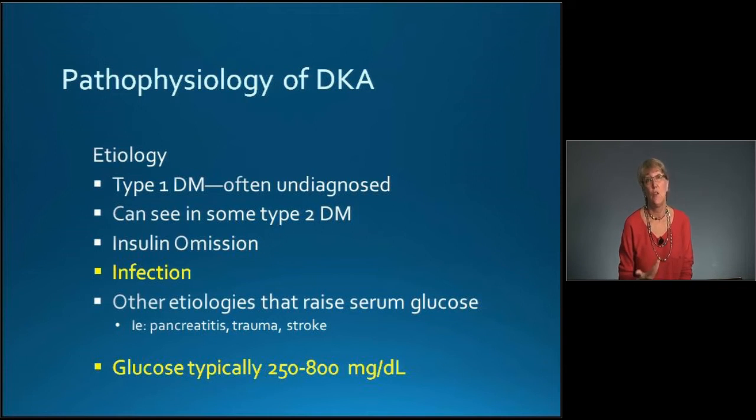Other problems, insulin omission could lead to diabetic ketoacidosis. They haven't been taking their insulin. Maybe it's because of compliance or non-adherence, or they don't have the money to buy it. We're not real sure, but that will lead to diabetic ketoacidosis.